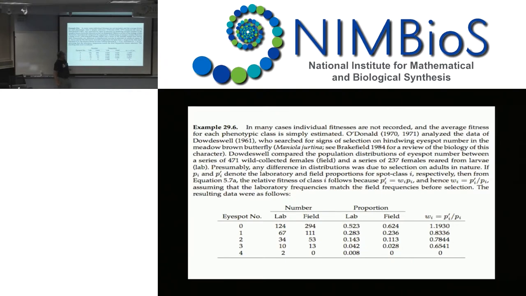And one way to think about that is, if p_i is the frequency before selection and p_i prime is the frequency after selection, the ratio of those two is your relative fitness. So individuals with eye spot number of 0 have higher fitness, and as you get more and more eye spots, you get lower and lower fitness.